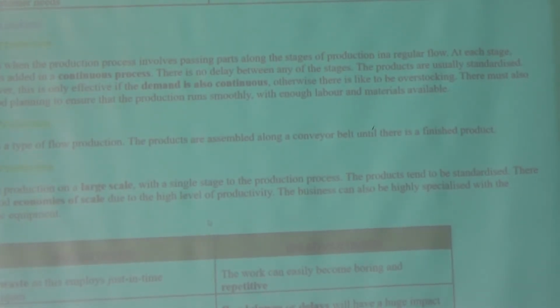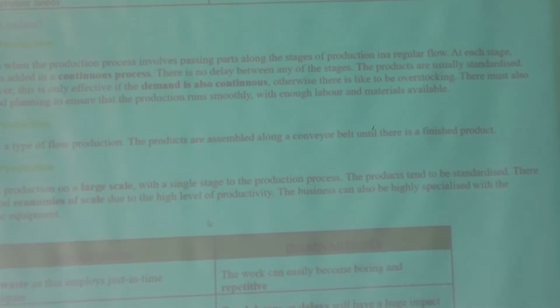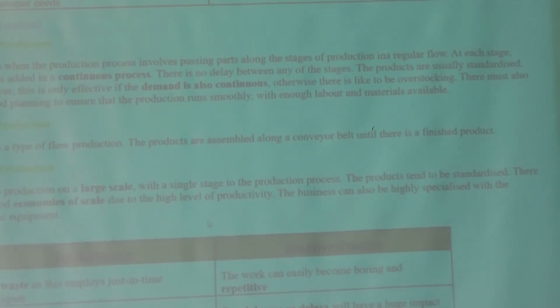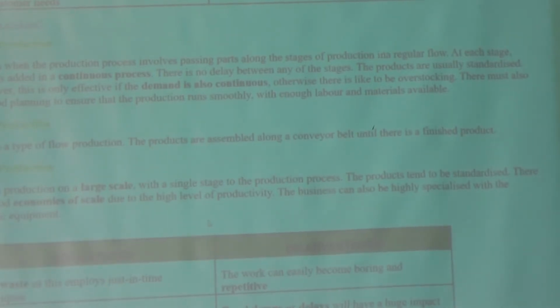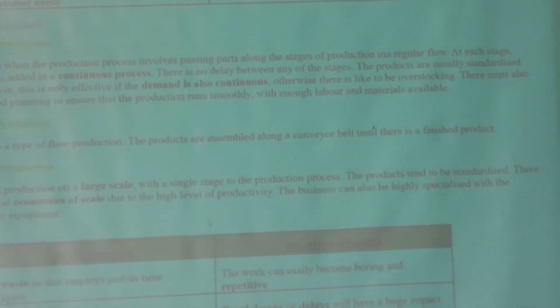So flow production is for mass market products, huge amounts of mass market products. The production process involves passing parts along the stages of production in a regular flow. At each stage something is added in a continuous process. There is no delay between any of the stages. The products are usually standardized, meaning they're all the same. It's like Oreos.